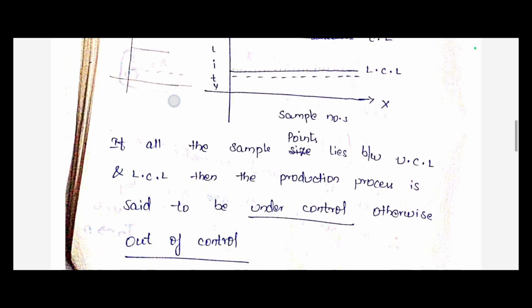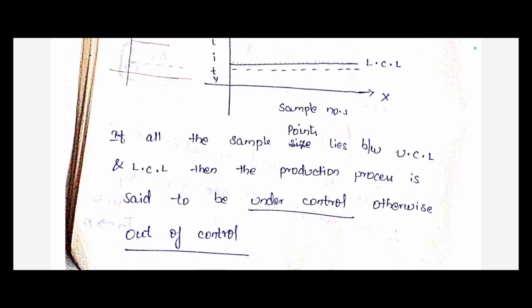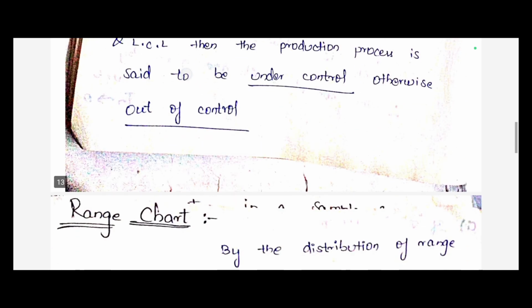The conclusion you have to make is: if all the sample points lie between UCL and LCL, then the production process is said to be under control. Otherwise, it is said to be out of control.